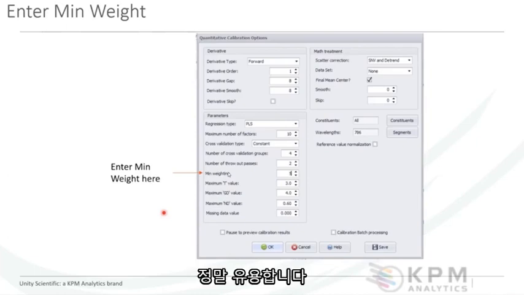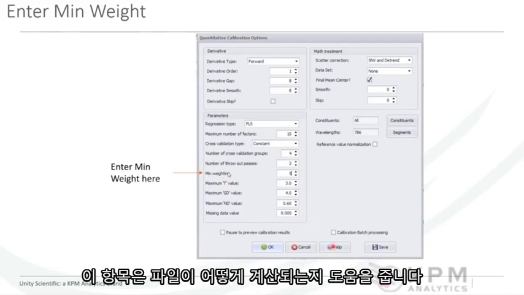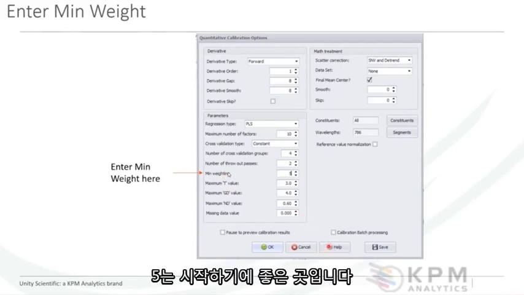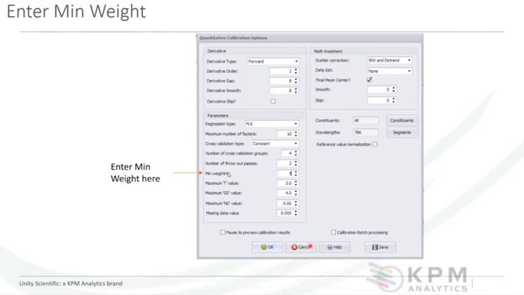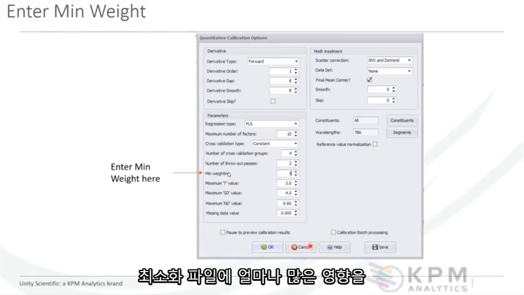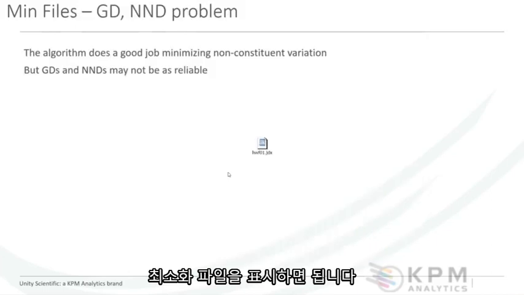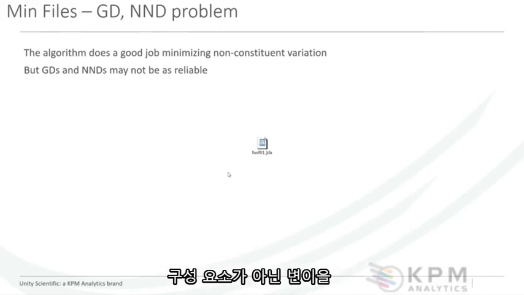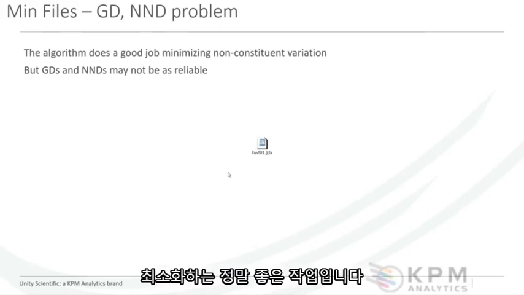When you do bring in a min file, you now have one more setting that you need to deal with, which is min weighting. This is discussed in the help file, how it's calculated. 5 is a good place to start, okay? What you're doing is describing how much of an influence you want your minimization file to have. The minimization file does a really good job of minimizing your non-constituent variation.